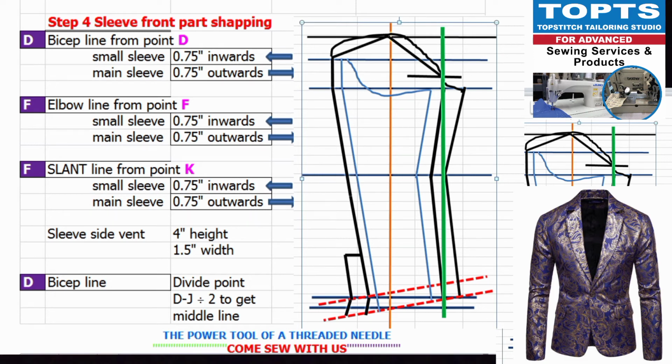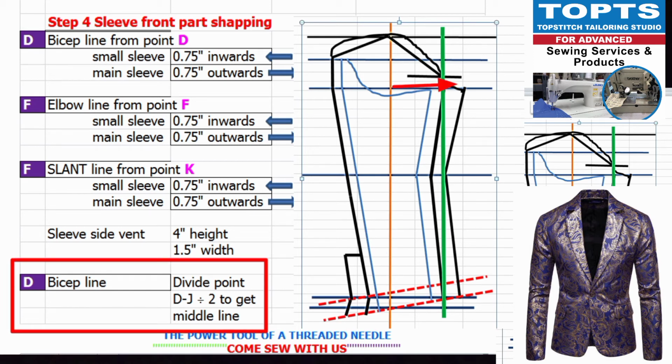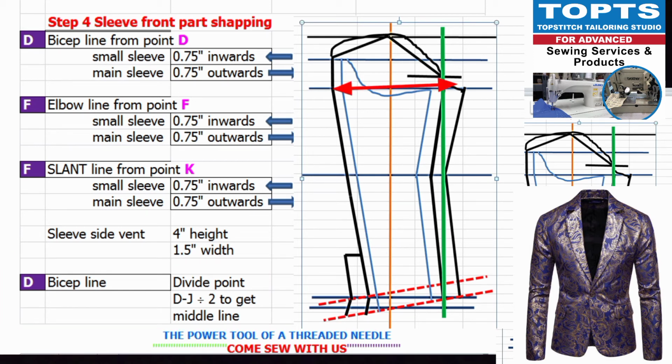Then your sleeve side vent. Your side sleeve vent, I always go with the height of 4 inches by the width of 1.5 inches, and that's perfect. Then line D, you're going to divide the point D to J by 2 to get the middle line. As you've seen in this diagram, this is the middle line I'm talking of. This is the middle line, and this is line A, this is line B, this is line C, like that.